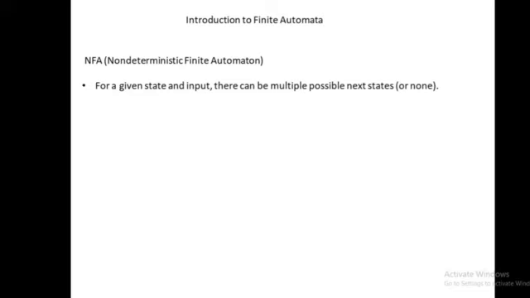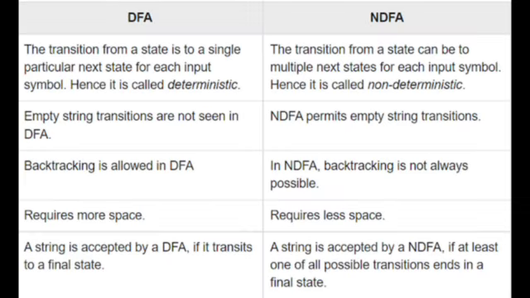The second type of finite automata is non-deterministic finite automata. And in non-deterministic finite automata, for a given state and input, there can be multiple possible next states or none. Also, in non-deterministic finite automata, we can move without reading input. To generalize, this is the difference between DFA and NFA.